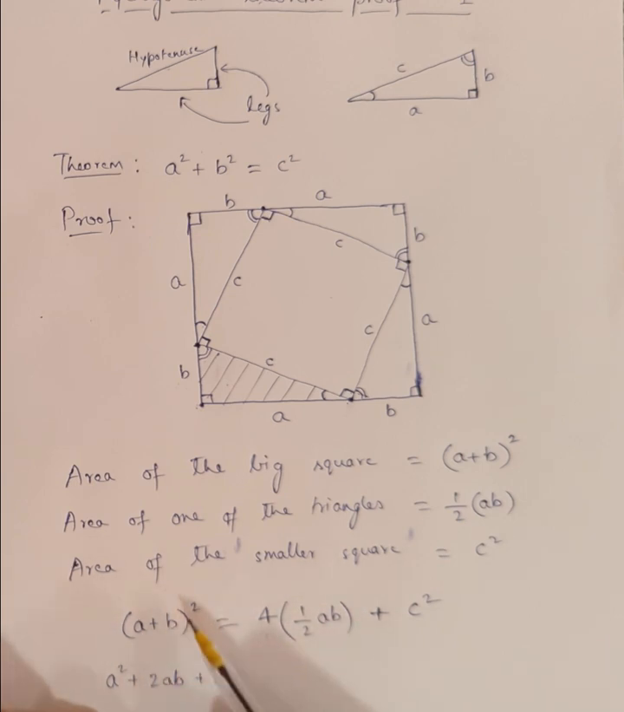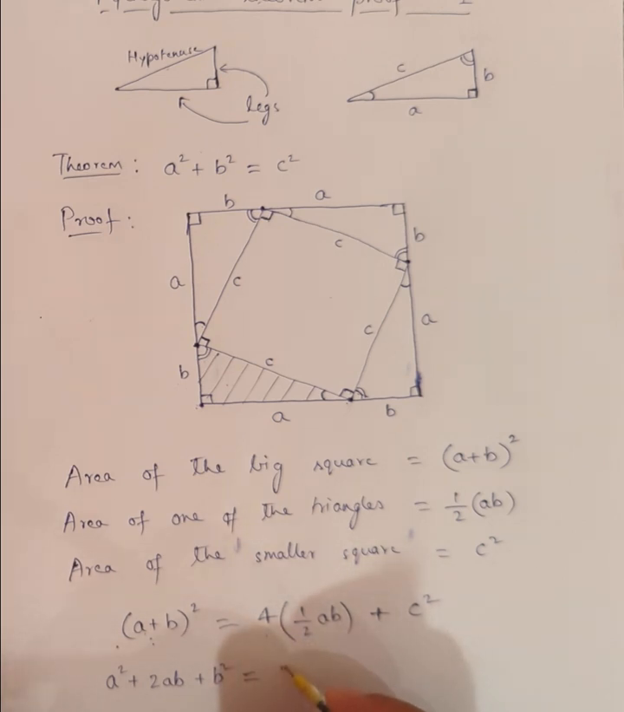Now notice you can't just say this is going to be a square plus b square. You can't distribute the square. You have to write a plus b times a plus b and use the FOIL method or apply the distributive property twice to figure out. And then 4 times half is 2, so it's going to be 2ab plus c square.